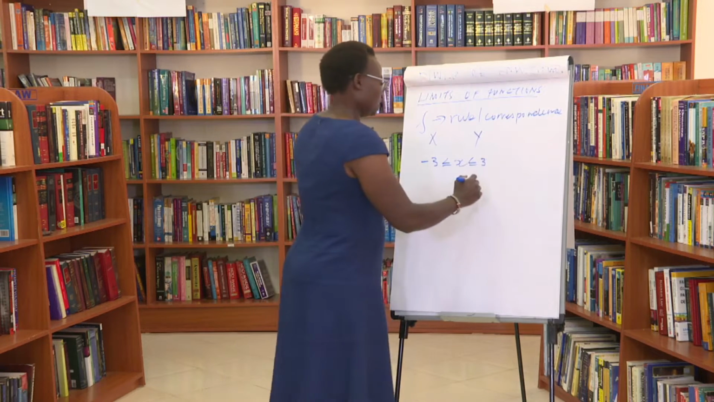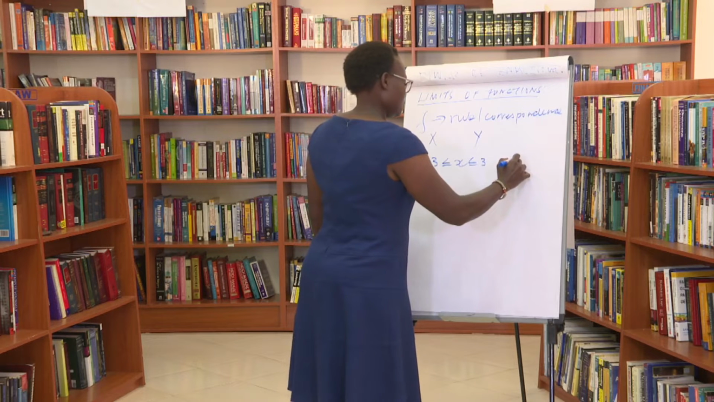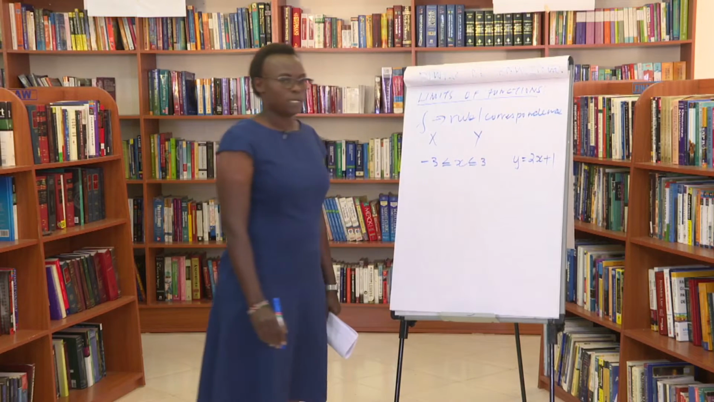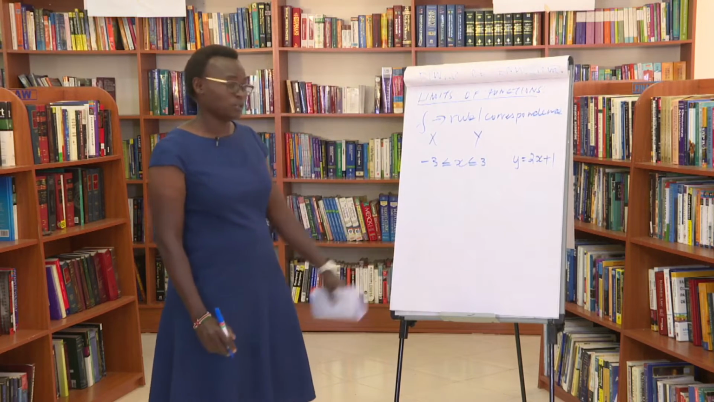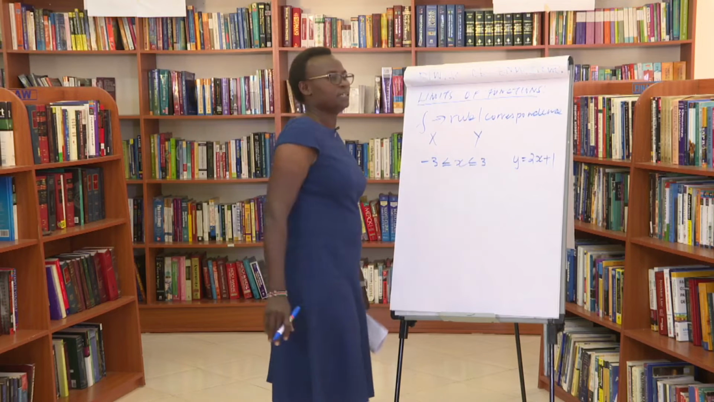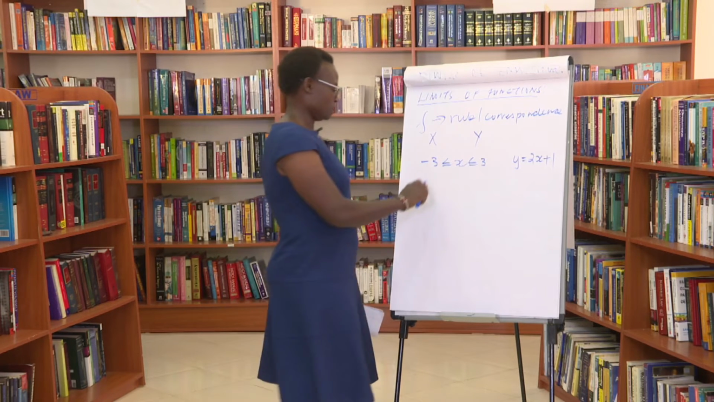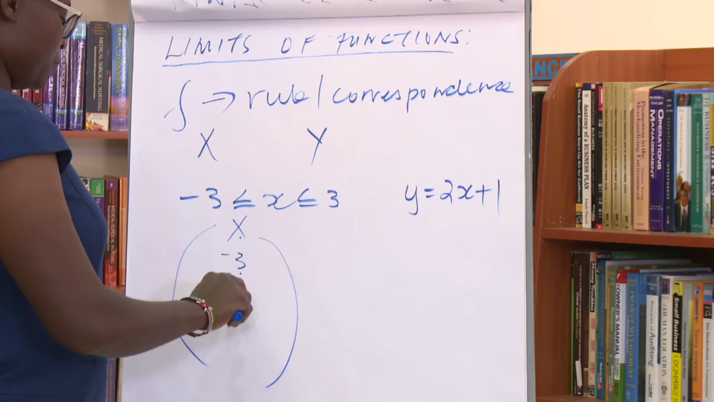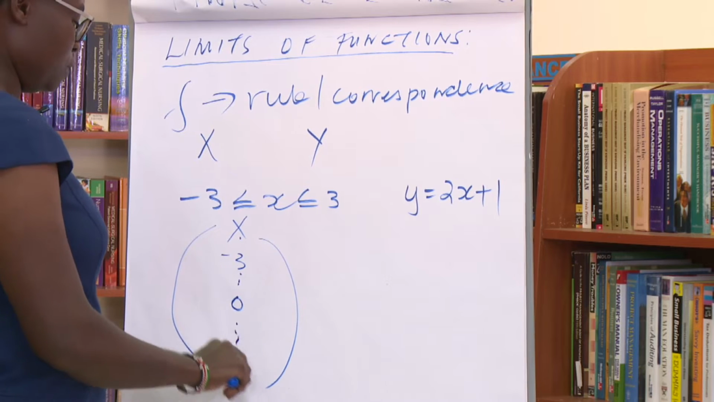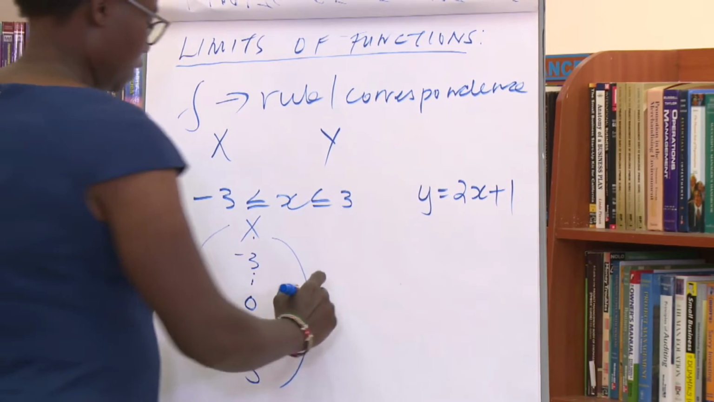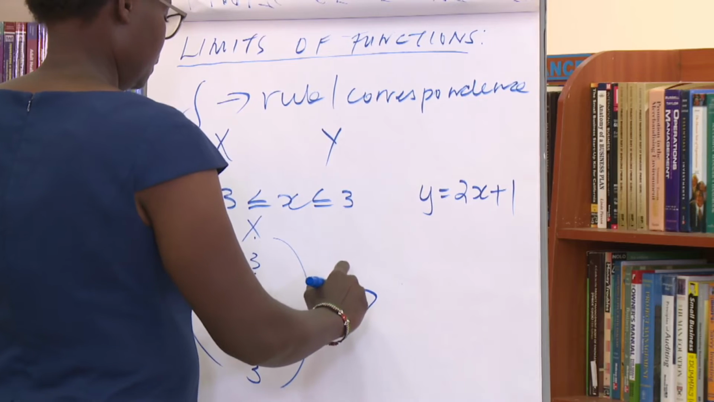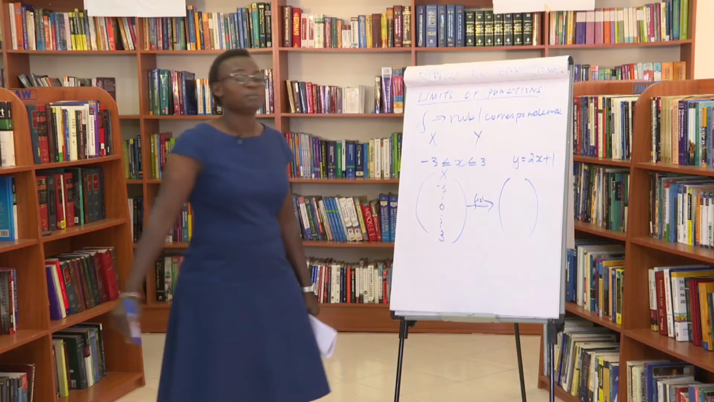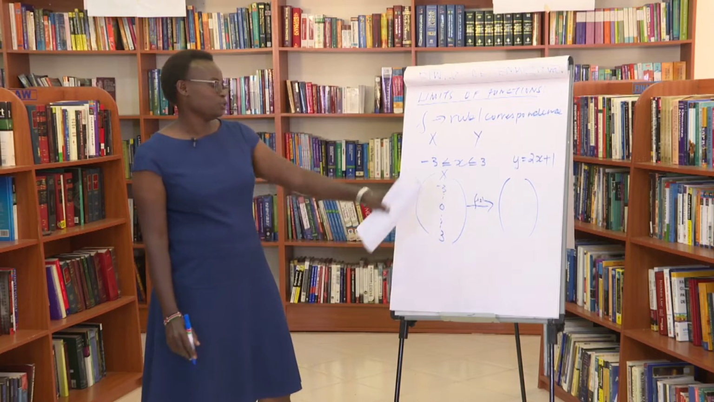and you have the function y is 2x plus 1. So what this function will do is that it will pick each and every member of this set X. If I write it like this, this is our set X. It has -3, 0 all the way up to 3. So this is our function, and what it will do is that for each and every member of X, it will assign them to unique members of Y.